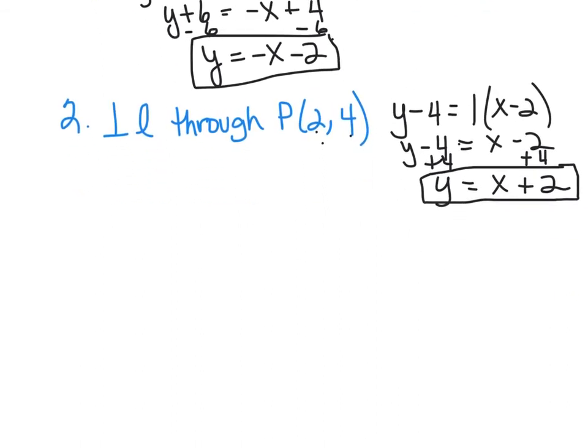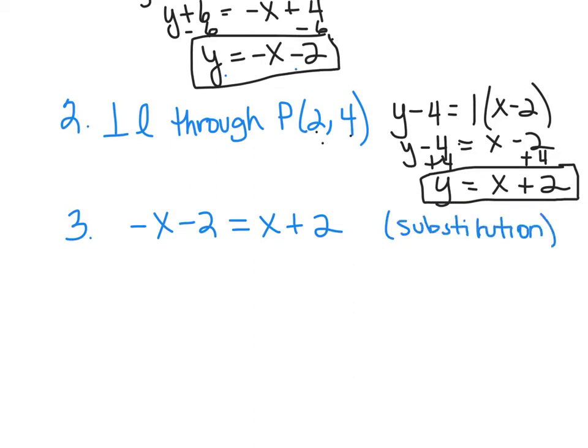They're both equal to y. So let's just use substitution and set those equal to each other. So -x minus 2 equals x plus 2. So I'm using substitution. That's the system of equations method, just so you have it.